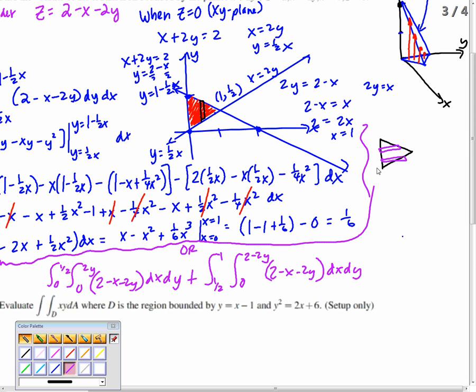You could do it, but you have to do right and left. Zero's the left every time, but it's 2y in one place and it's 2 minus 2y in the other place. So it's a lot more complicated. Okay, shall we try another?